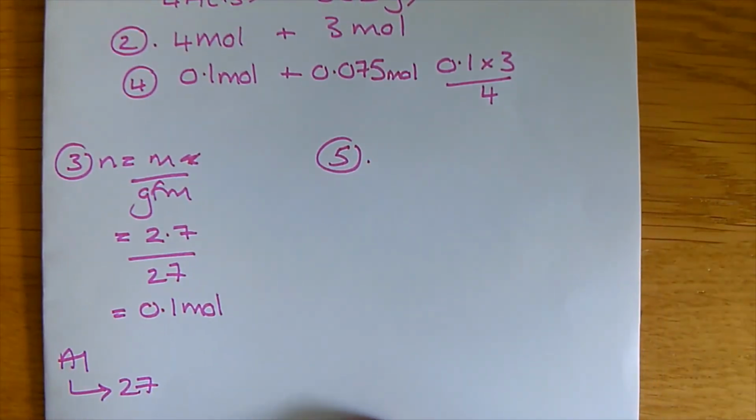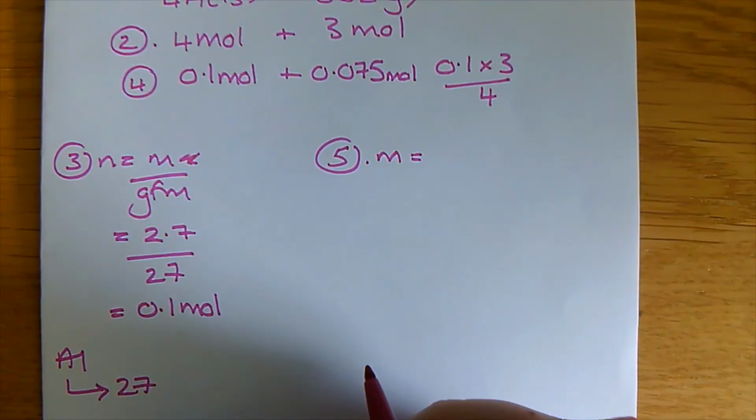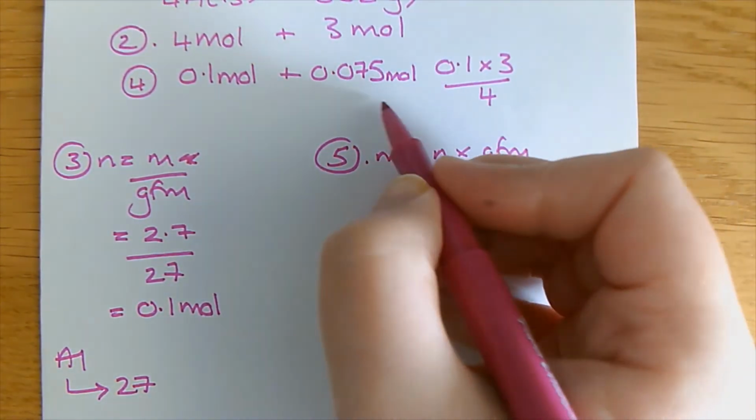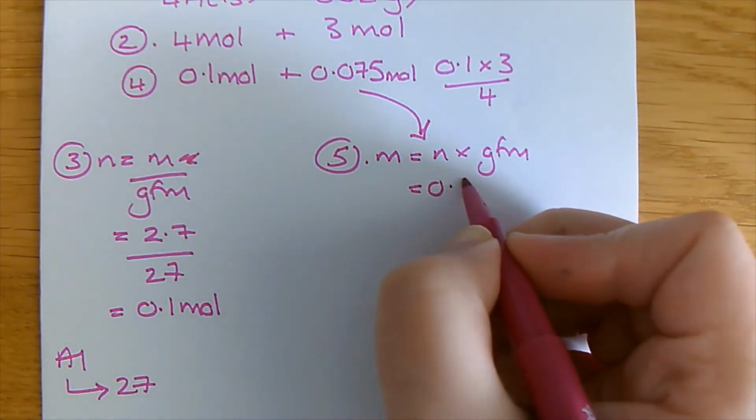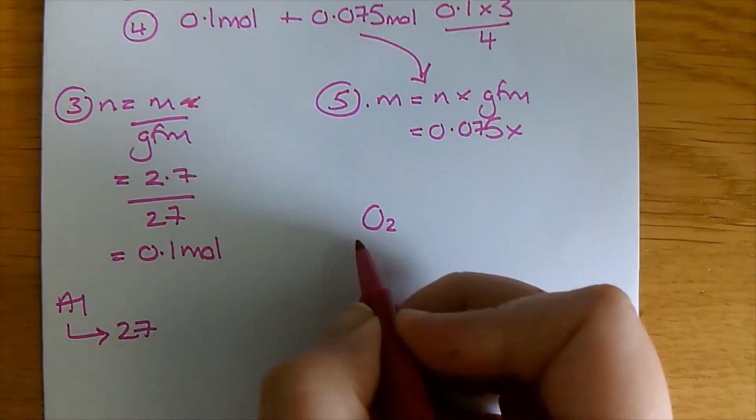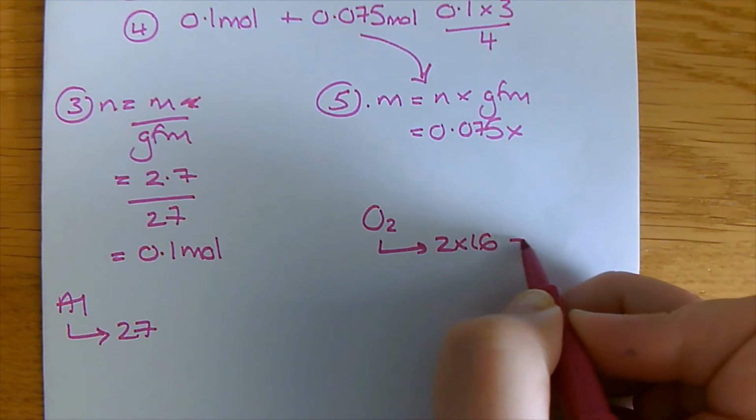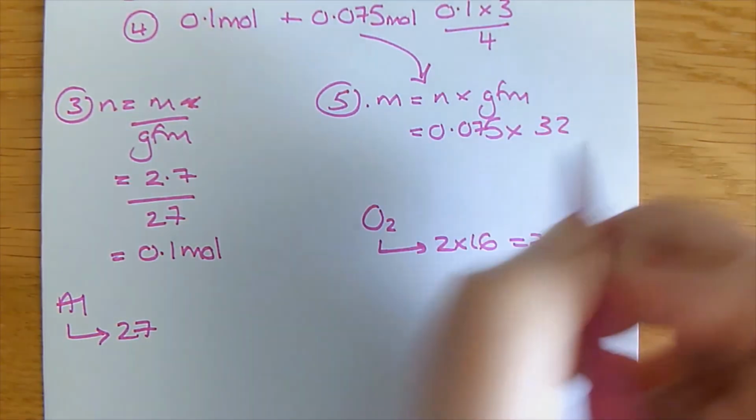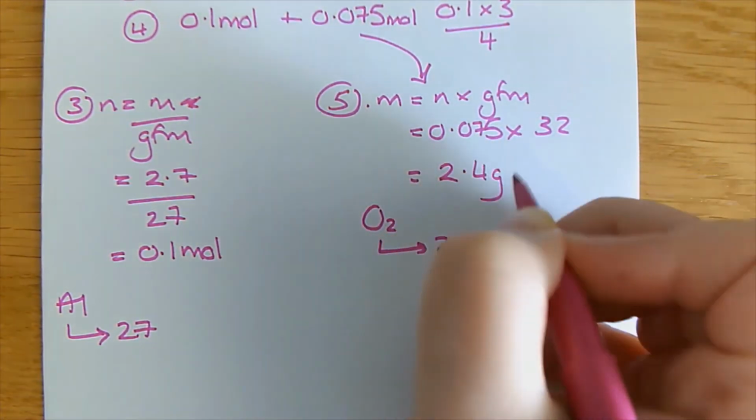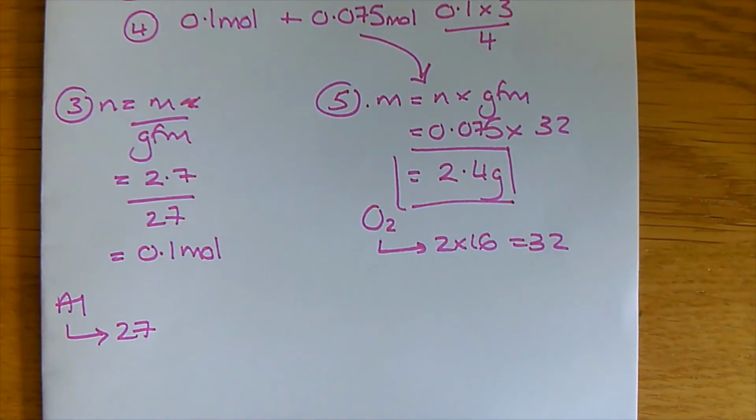On to our final step to calculate the mass of oxygen that we have. Mass is number of moles times gram formula mass. Our number of moles we've just calculated, so we can bring it down. 0.075 moles times our gram formula mass of oxygen. It's diatomic, remember. 2 times 16, which is 32. 0.075 times 32 will give you an answer of 2.4 grams. So the mass of oxygen required to react with 2.7 grams of aluminium is 2.4 grams.